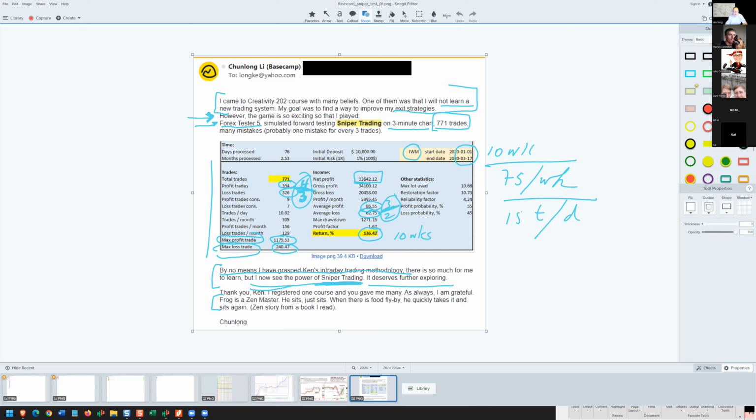He's thinking about the frog as the Zen master. He just sits and sits. When there is food flying by, he takes it, and then he sits again. And that's an old classic Zen story, about 3,000 years old. So many thanks to Chunlong for his willingness to share.